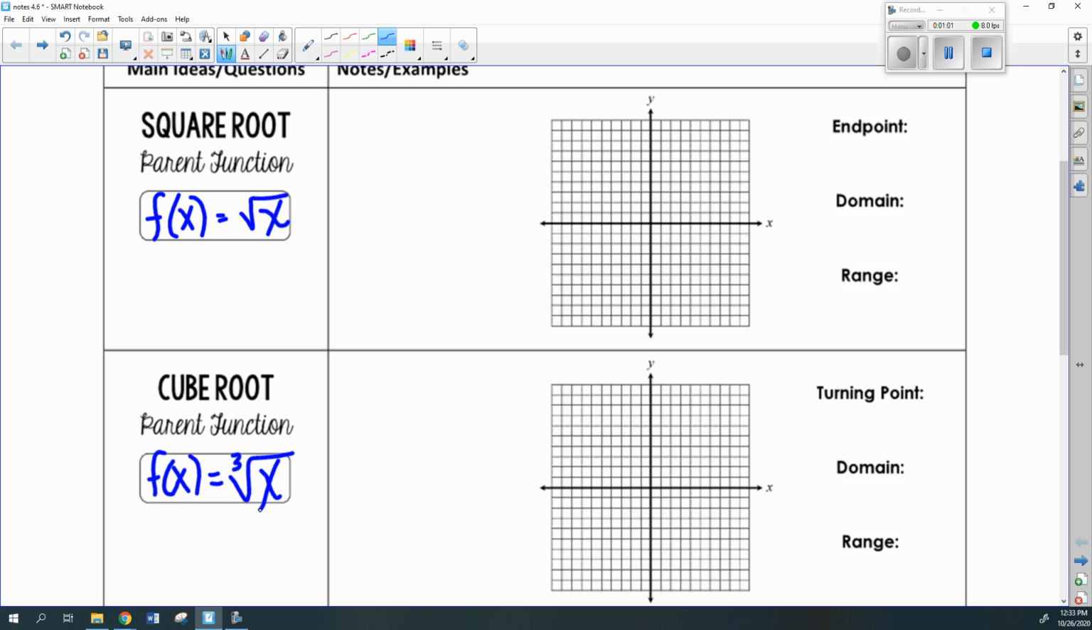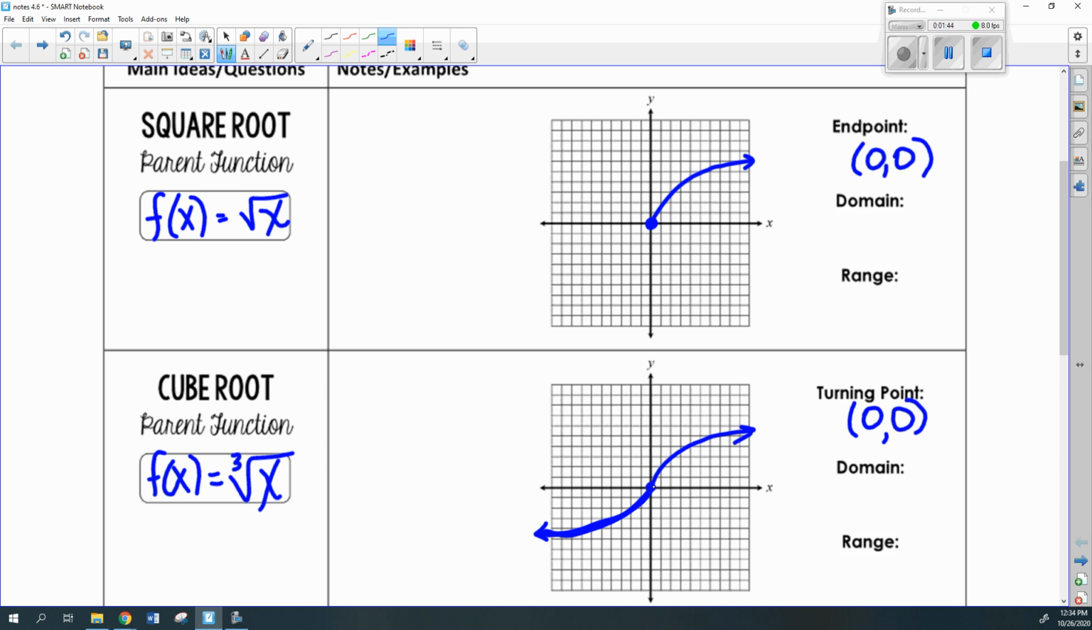Now, for the graph of the parent function for square root, you have to know, and you can always type it in Desmos, that it's going to have an end point at the origin, and it's going to kind of curve up and to the right, okay? And for the cube root, it's going to have a turning point at the origin, and it's going to make an S-shape. It's almost easier to do it in two motions, okay? So we're going to come up and curve towards the origin, and then we're going to go up and to the right, okay?